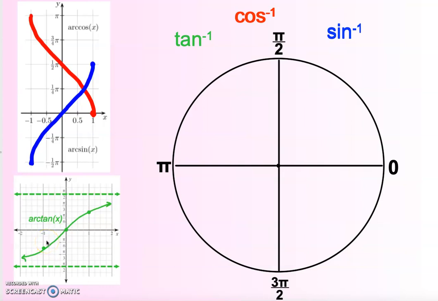And the important thing to realize about these graphs is in order for these to become functions, in order for them to pass the vertical line test, we had to really restrict the domains and the ranges that we were working with. So you'll notice that arc cosine or inverse cosine only covers values from 0 up to pi. And so in our unit circle, we're talking about values from here to here.